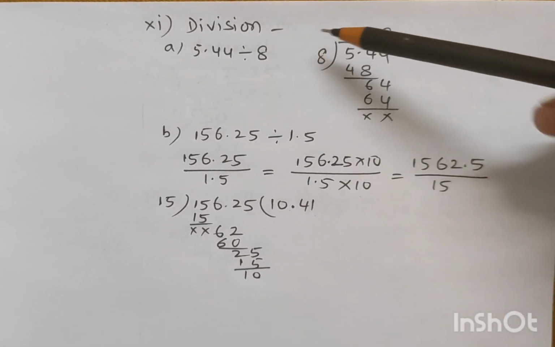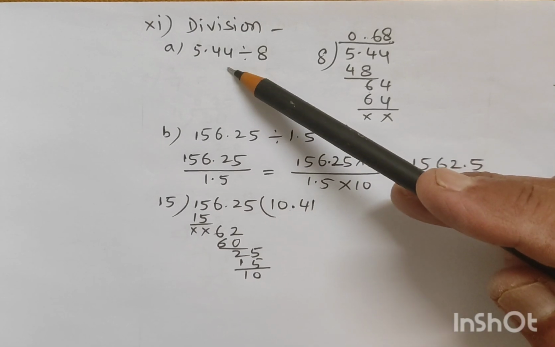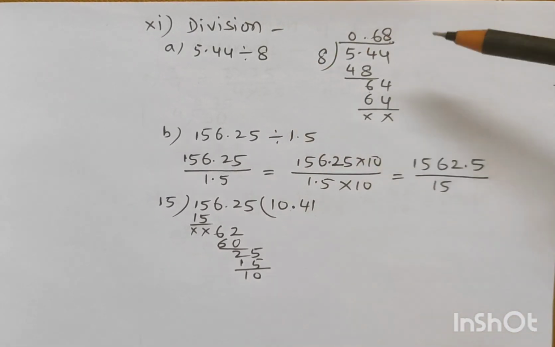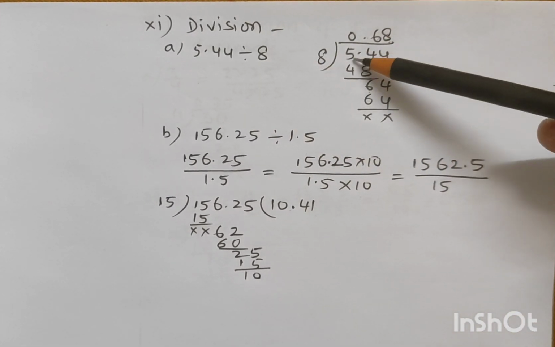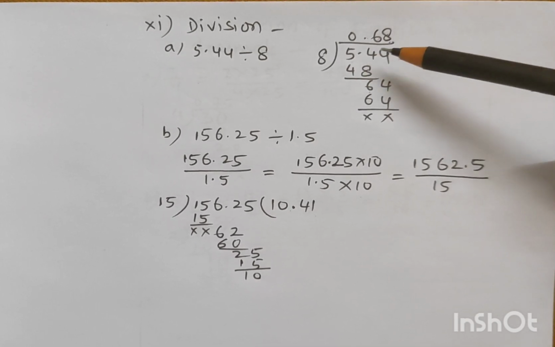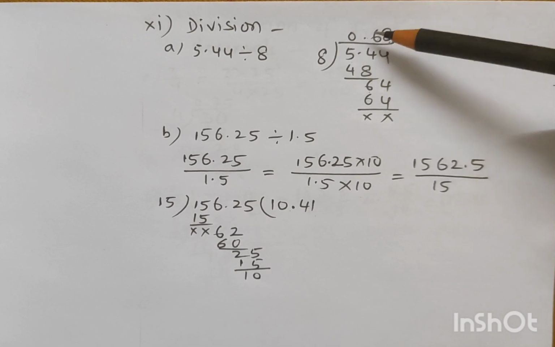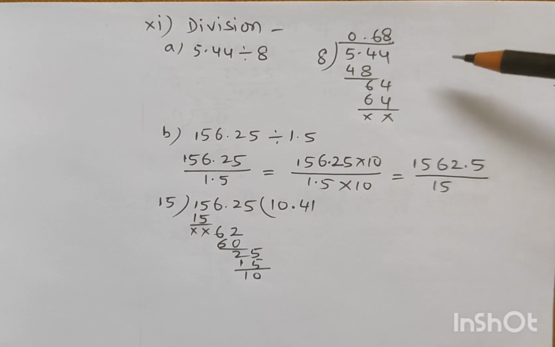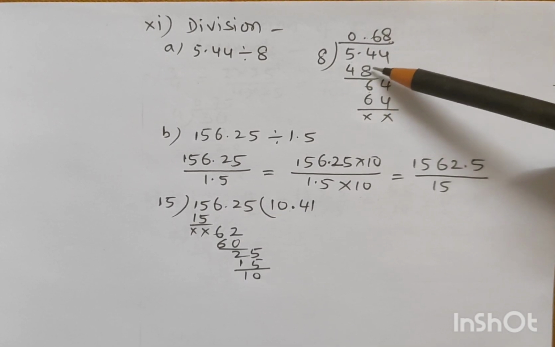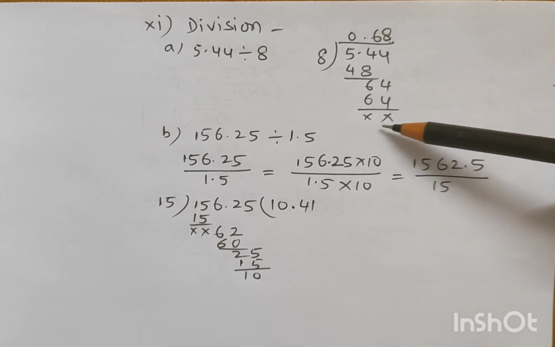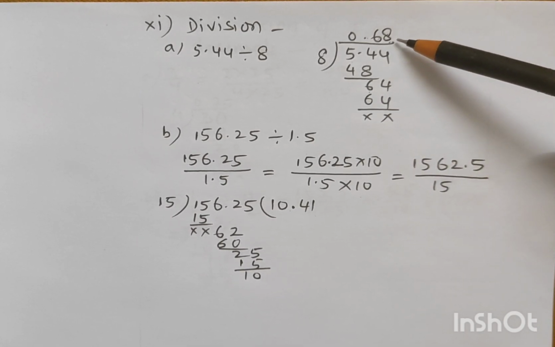In division, 5.44 is to be divided by 8. Now we have to take 2 digits here, 5 and 4. As soon as we take any digit after the decimal, we have to put the decimal point here. So 8 6s are 48. We do the usual division process after this.